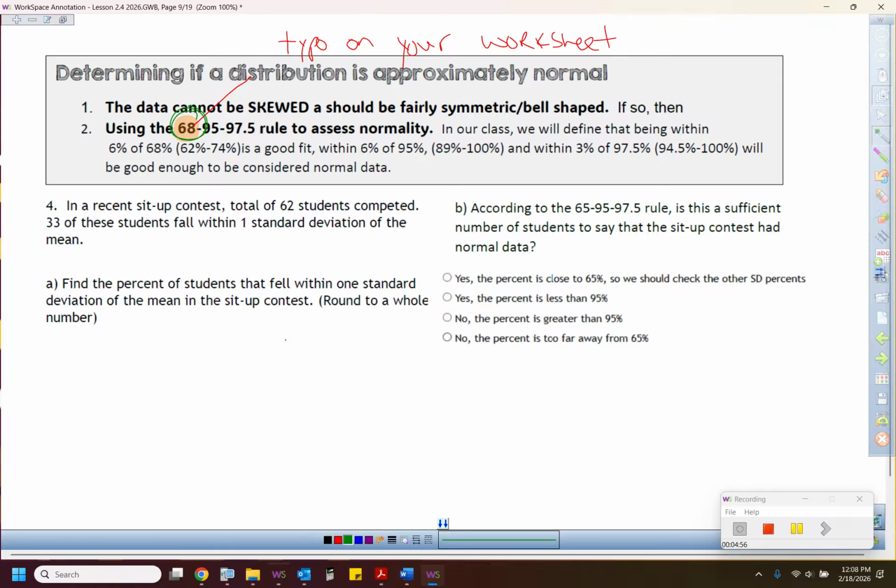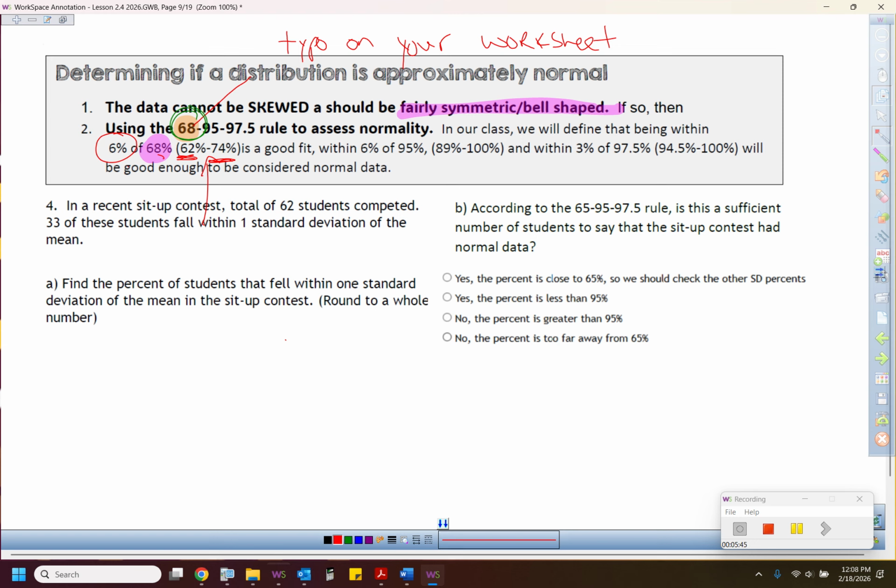So here is 68. And if you are truly normal, of course, you have to be bell-shaped, but then your data has to fit those percentages roughly. It's not always going to be exactly 68 percent within one standard deviation. So we're going to make a class rule that we're going to have a tolerance of 6%. If I go 6% lower than 68, I get 62%, and if I go 6% higher, I get 74. So if our data is bell-shaped, like symmetric, we have somewhere between 62 and 74%.